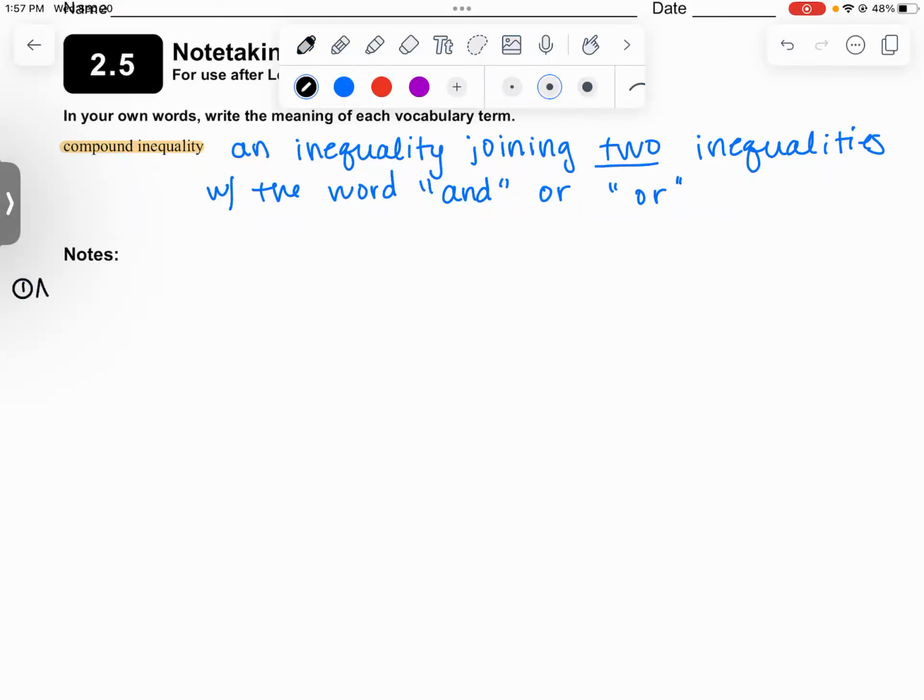I want you to write this down. Don't write super big. We're going to fit a few things on this blank page here.